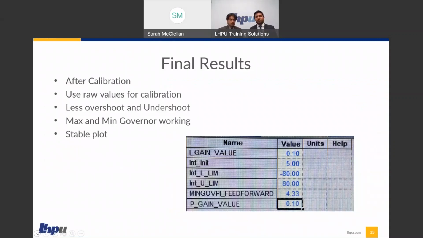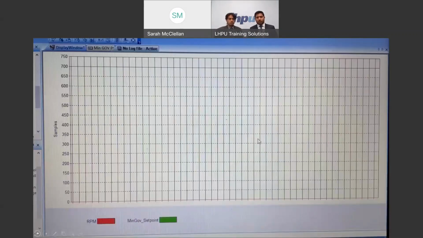We did calibration. For calibration, we used raw values for the offset and gain, and we implemented it using the motor tune. We also fixed our I gain and P gain to make sure that there is no overshoot and undershoot, and the RPM set point is reached smoothly. So these are some things we used, and these are what the values look like after we calibrated, at the bottom.